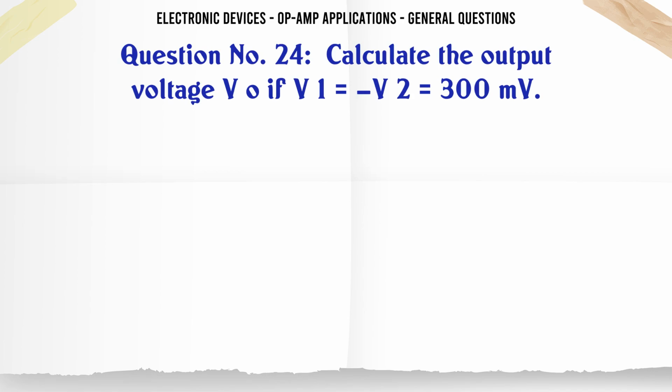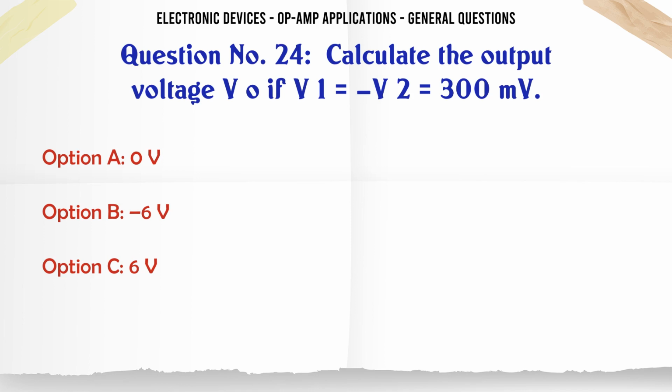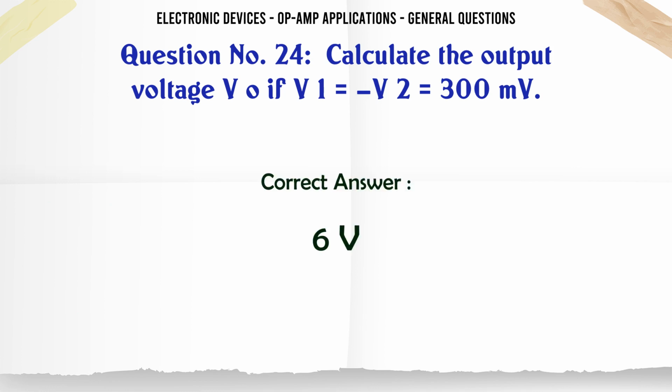Calculate the output voltage VO if V1 = V2 = 300 mV. A: 0 V, B: 6 V, C: 6 V, D: 8 V. The correct answer is 6 V.